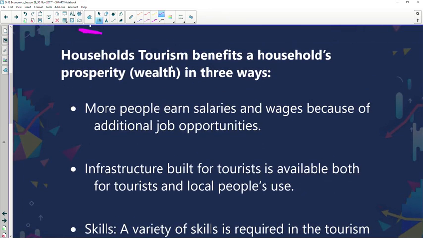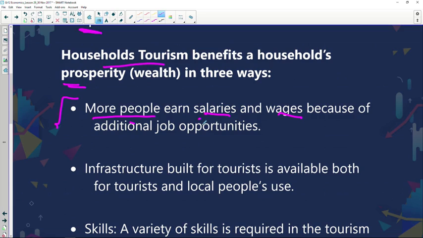So the household tourism benefits a household's prosperity or wealth in 3 ways. So more people earn salaries and wages. So we know that that's a good thing for households because now they have the power, they have the money to spend because they are generating an income. Therefore, they can participate in economic activity, but also they can purchase the consumer goods that they desire.